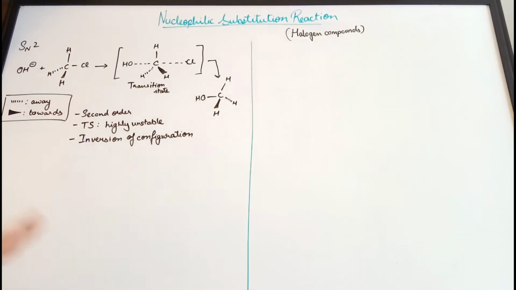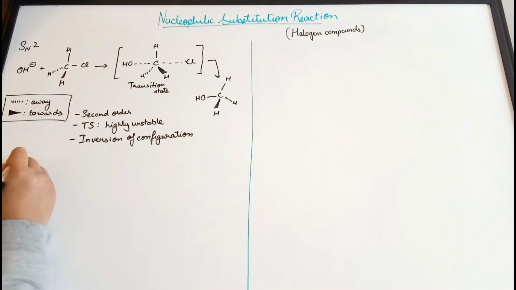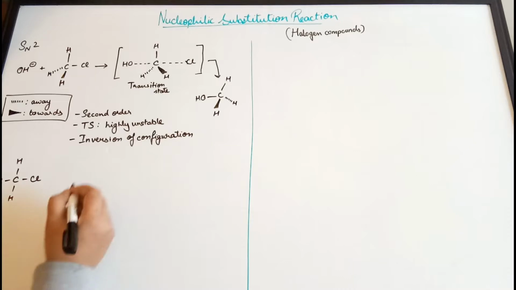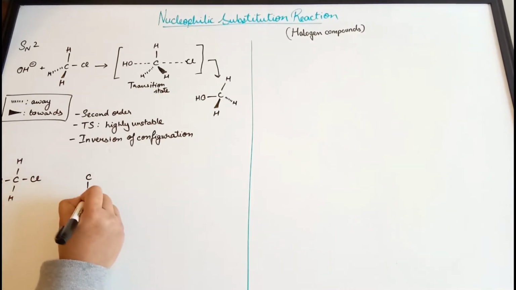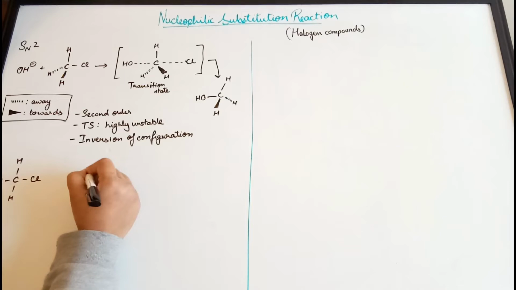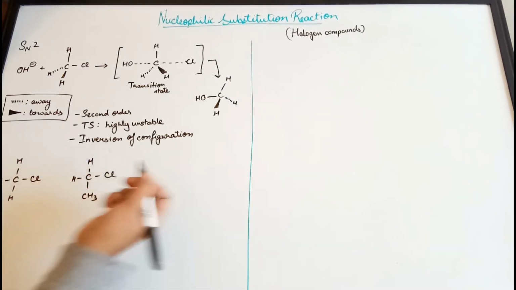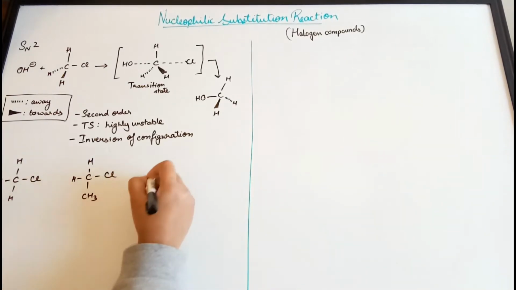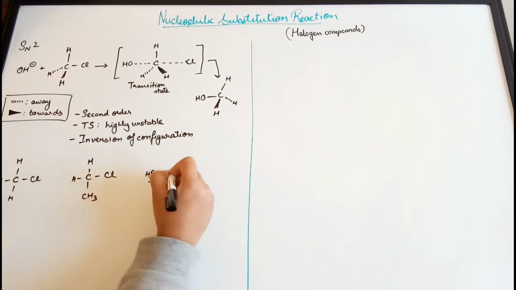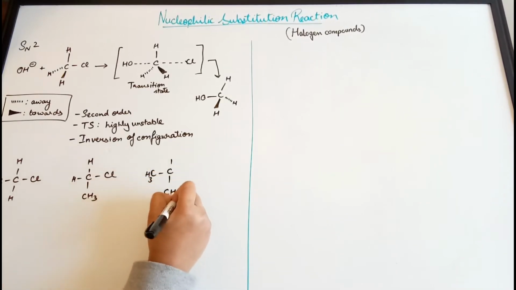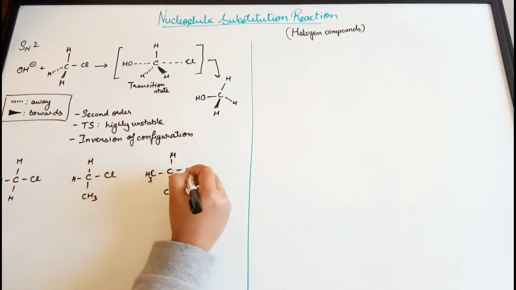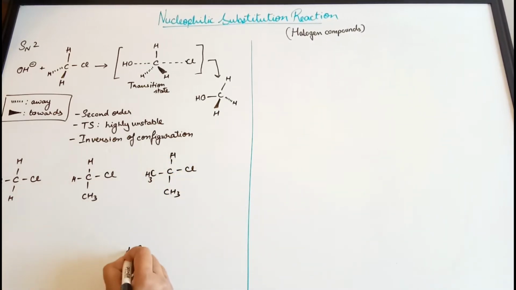And then next let's study the reactivity. So you have three types of halogen compounds. You have a methyl. So let's assume this is going to be methyl. Then you have a primary. I'm assuming chlorine for all the cases. And then you have secondary, and then you have tertiary alkyl halides.